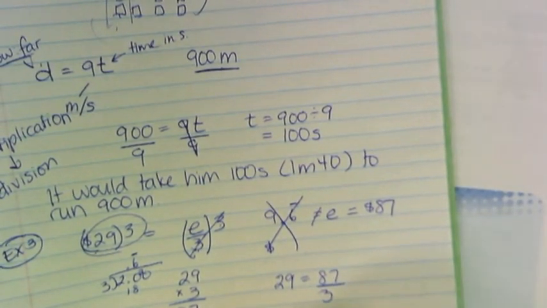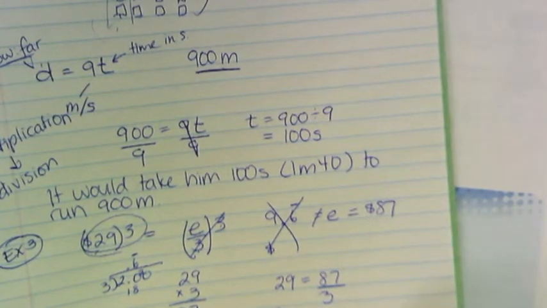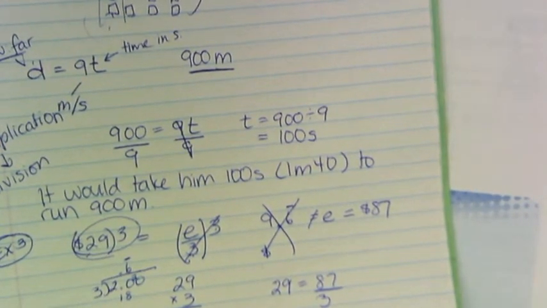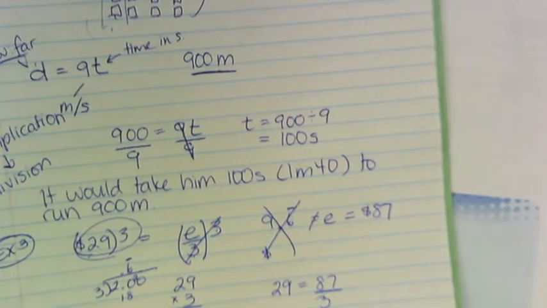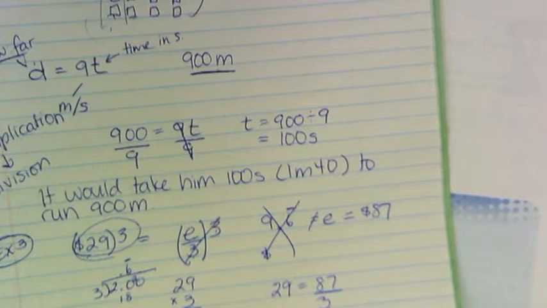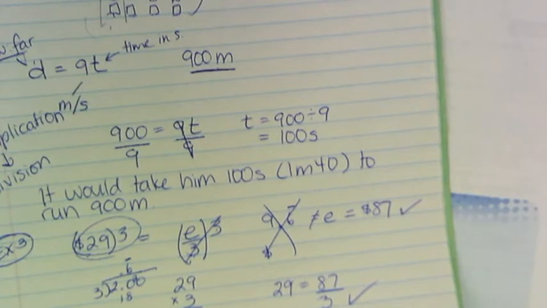If I take 87 and divide it by 3, how many times does 3 go into 8? Twice, which is 6. 8 minus 6 equals 2, so short division because I'm lazy. 27, 3 goes into 27 how many times? 9 times. 3 times 9 is 27, which means that I have got the correct answer. So that means that E does equal 87.